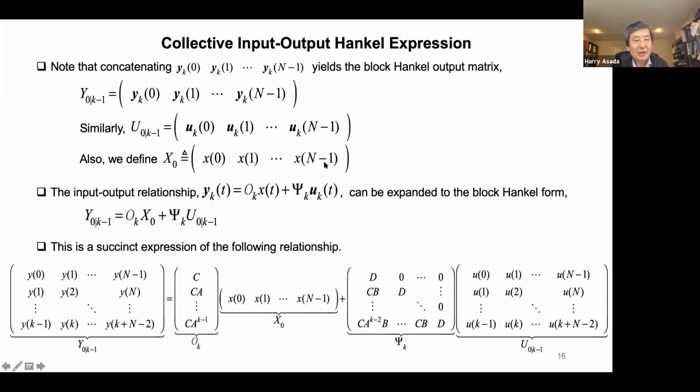minus 1. The input and output relationship can be expanded to the block Hankel form, because this one is just one of these big column vectors having this relationship, right? So let's apply this repeatedly for every single column vector in here. The first one, starting here, is the same, but on the first one, X naught must be placed in here. And then the second one, X1, must be placed in here, and so forth, right?